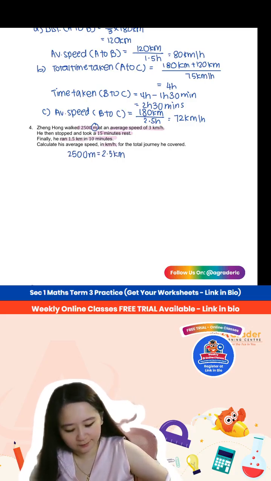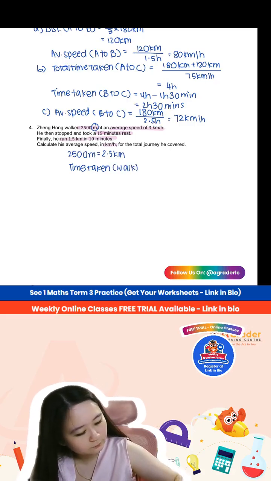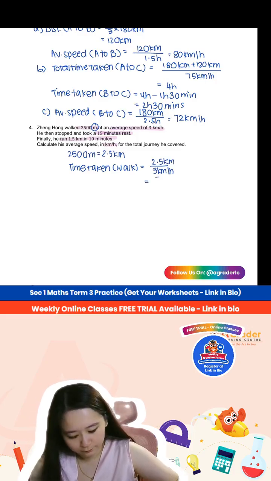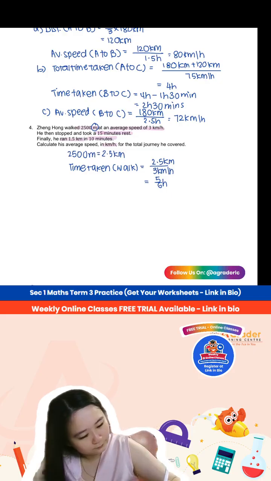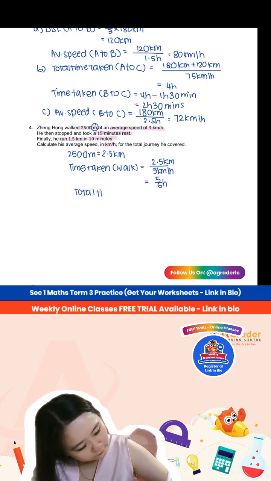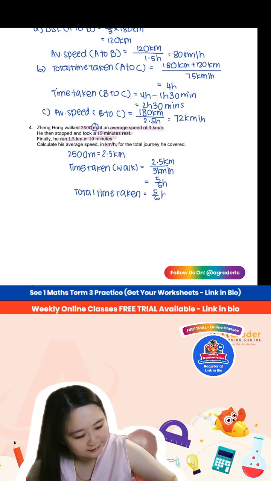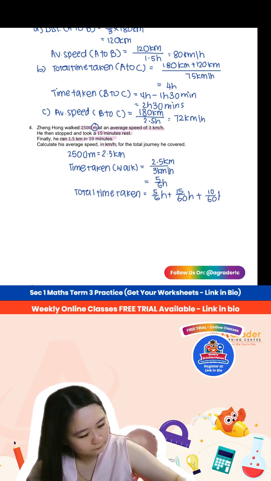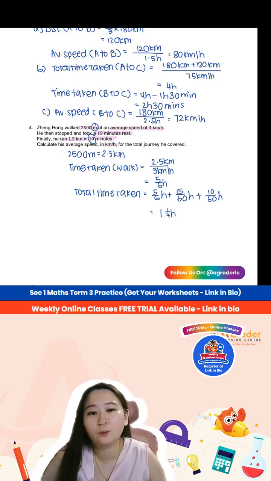So we have to find the time taken for the walk. Distance divided by speed. So 5 over 6 hours, which is 50 minutes. So we can find the total time taken throughout the journey. Don't forget to add the rest time, which is 15 minutes. Then the last part is 10 minutes. So everything added up will give you 1 hour.